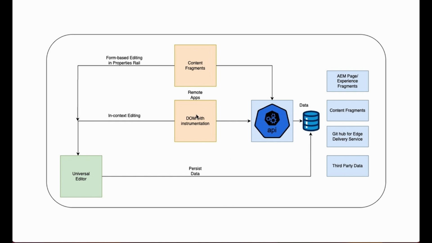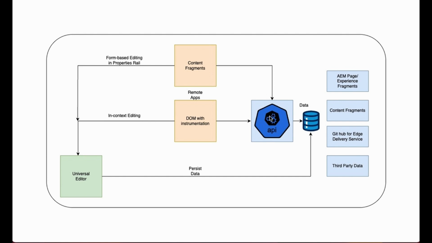Next up is remote apps. Remote apps can be an Angular app or a React app. Universal Editor is designed to work with any external application. The app's DOM must be properly instrumented with metadata or data attributes because this ensures that the editor can recognize and manage editable content regardless of whether the content is coming from AEM or from a remote application. Then is the API layer.